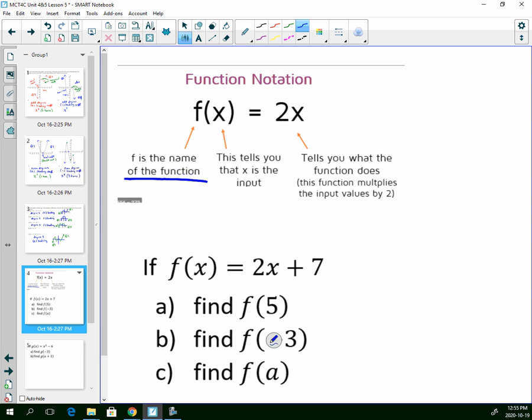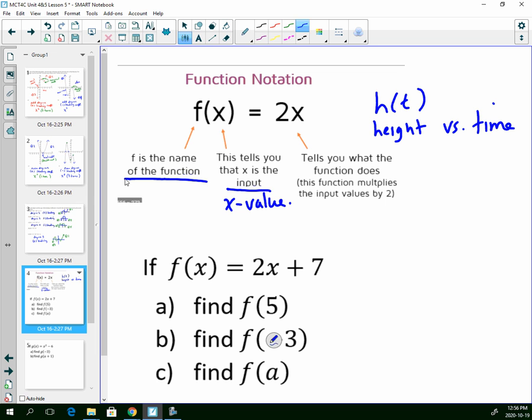Sometimes we use the letter if it's an application. So maybe we're measuring height, right? So I might say h of t is function notation, and that might be representing height in relationship to time. So f of x, f is the name of the function, x is the input or the x value.